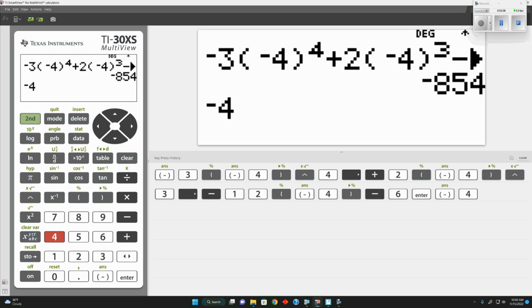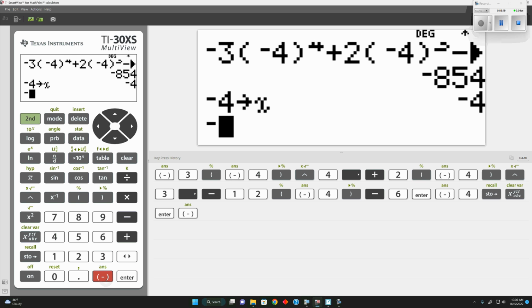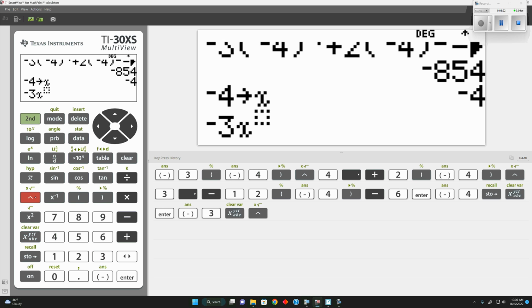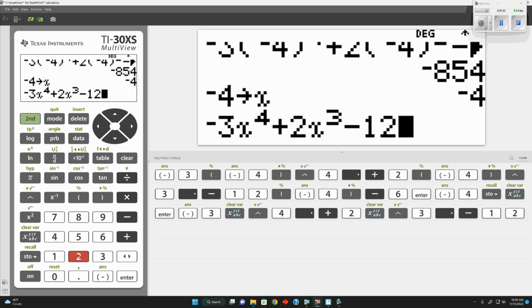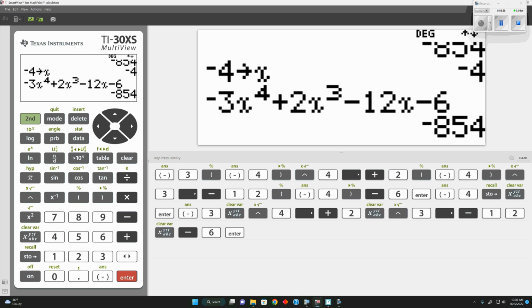Now, we could have stored it. We could have said negative 4 store X, and then typed 3x to the 4th plus 2x to the 3rd minus 12x minus 6. And we get the same answer. And we can store it in the 84s as well. Negative 854.